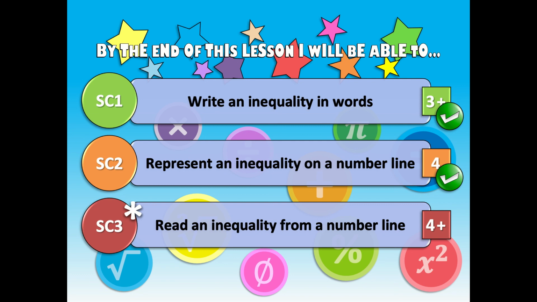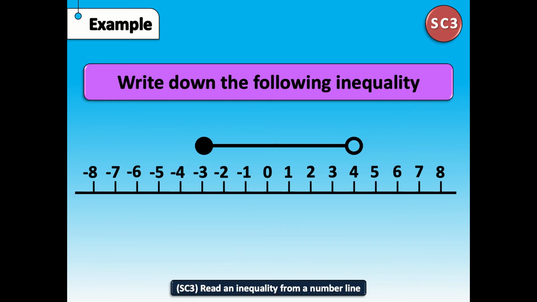So now we're going to move on to number 3, and this is to read an inequality from a number line. So this time we want to write down the inequality that's expressed on the number line.